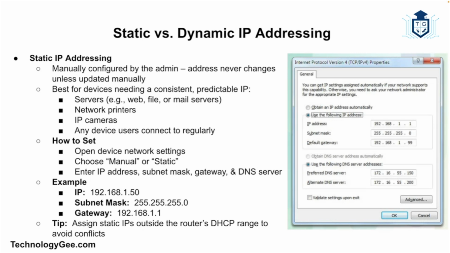Now, how do you go about setting a static IP? Very easy. You go to the network settings of that device, you choose manual or static IP configuration, and then you enter the IP address, the subnet mask, the gateway, and the DNS server. An example of that will be all of this information down here: the IP address of 192.168.1.50, a subnet mask of 255.255.255.0, and the gateway of 192.168.1.1. Now, as a tip, you want to make sure that the static IP you assign is outside your router's DHCP range to avoid any conflicts.